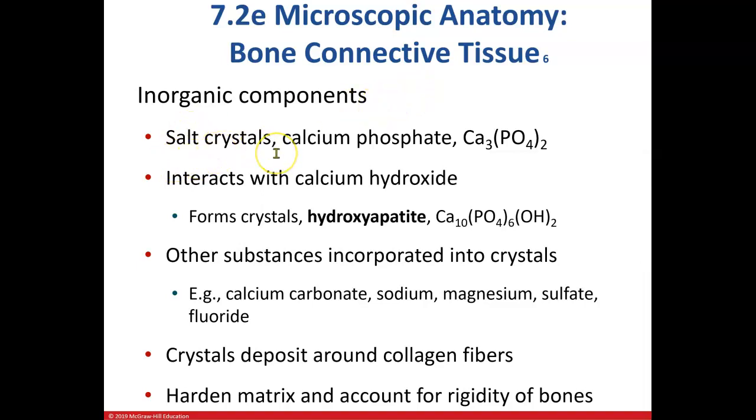We're going to add in some crystals of calcium phosphate, and that is going to form hydroxyapatite when it interacts with calcium hydroxide. So calcium phosphate interacts with calcium hydroxide. Here's what I want you to know. That forms this substance called hydroxyapatite. And it's the hydroxyapatite that is going to harden the bony matrix and make it very, very rigid.